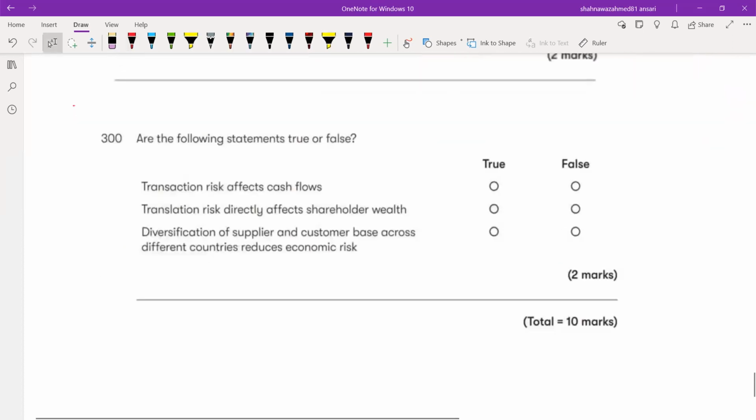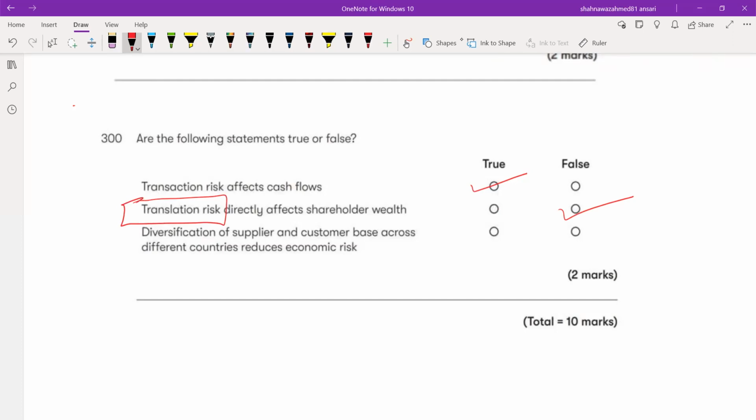Are the following statements true or false? Transaction risk affects cash flows. This is true, because in case of a transaction risk, it affects the incoming or outgoing. Translation risk directly affects shareholders' wealth. It is false. Translation risk affects the financial statements, not the shareholders' wealth directly.